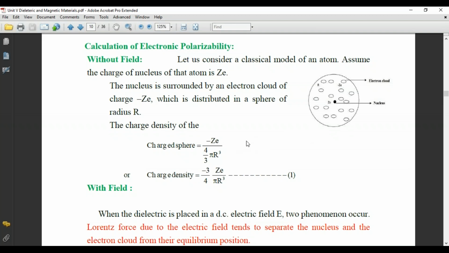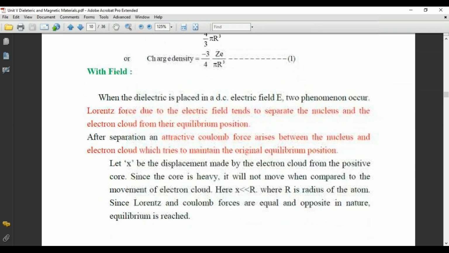Mass means you're not talking about mass here, we're talking about charge, total charge. This is the charge of the electron multiplied by the atomic number, and you will get the total charge of the electrons. That takes the place of mass. This is the volume of the sphere, 4 by 3 pi r cube. Now we get the charge density as minus 3 Ze by 4 pi r cube. This is nothing but equation 1. This is without field. So this equation I'm talking about is without field. Now when the field is applied, what happens?